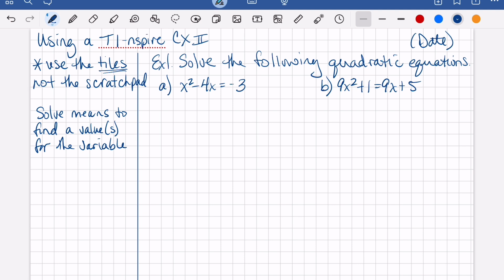Now, example 1, we want to solve the following quadratics. We could totally try to solve these by hand. That's fine. But what I'm trying to do is to give you tools to help you be successful.